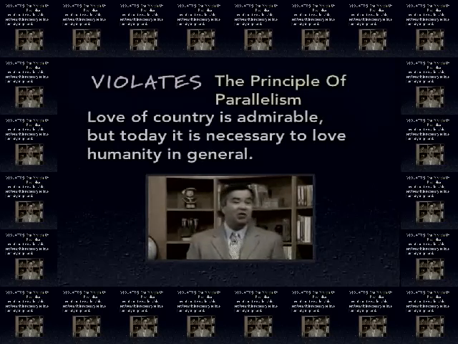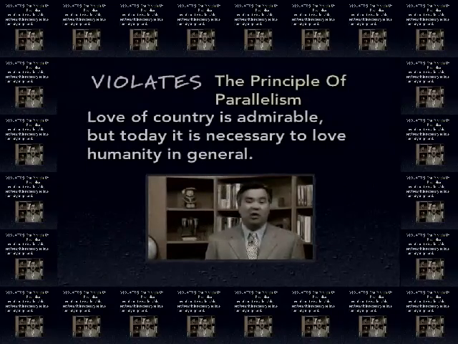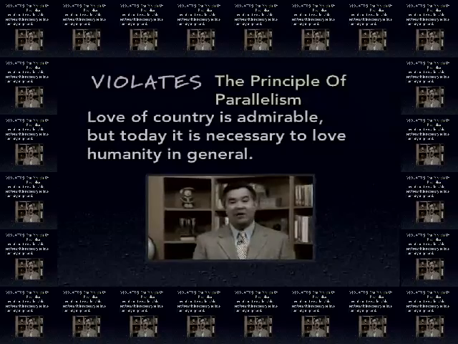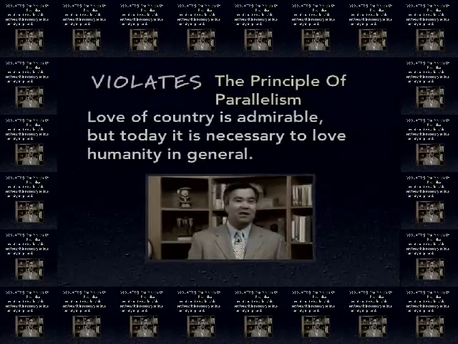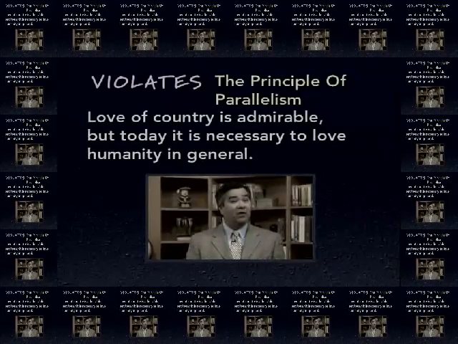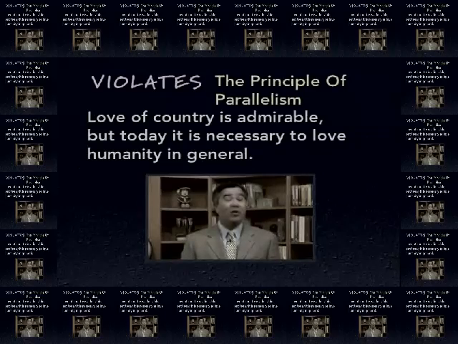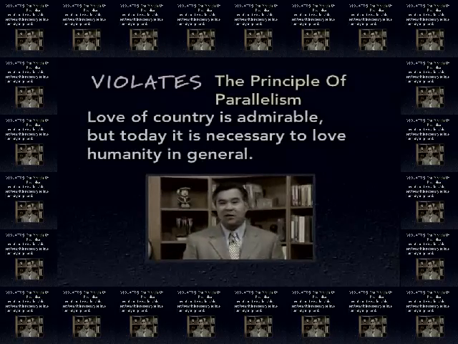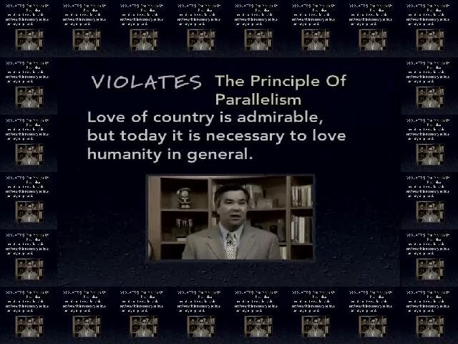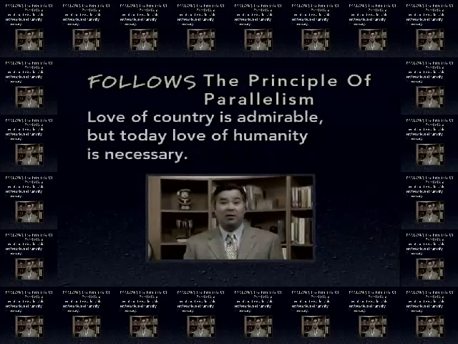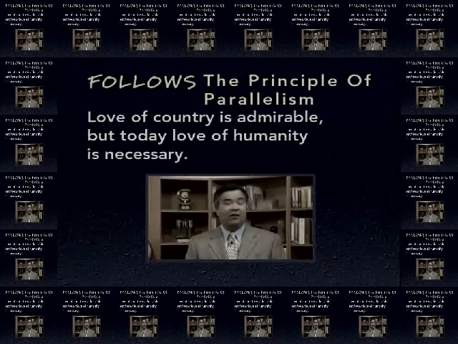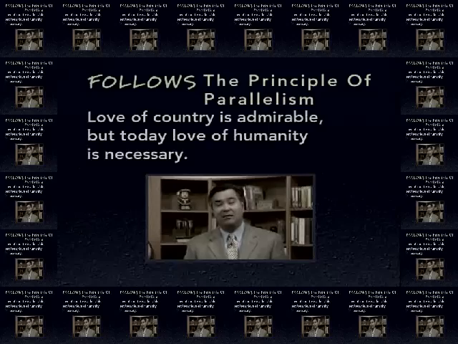However, it would be easy to rewrite the sentence to make the two clauses parallel or grammatically similar. And when we do this, the sentence becomes much more forceful, and the contrast between the two ideas becomes much more clear. Here's how we would rewrite the sentence to follow this principle of parallelism. Love of country is admirable, but today, love of humanity is necessary.